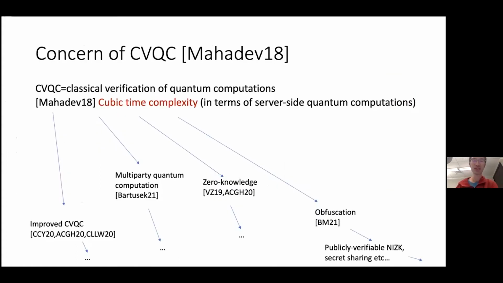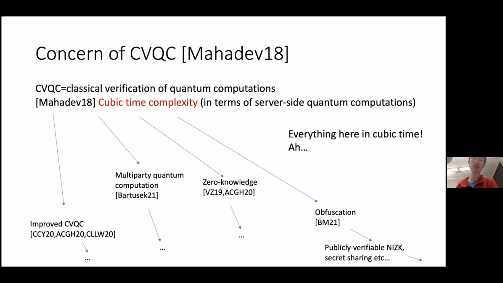And this leads to a big problem. The cubic time complexity in Mahadev 18 is also inherited by all the protocols in this diagram. Everything here is in cubic time, which makes the practicality of all these protocols in doubt. And the cubic time complexity is dominated by the server-side quantum computations. Considering the preciousness of quantum computation, this might not be what we want.